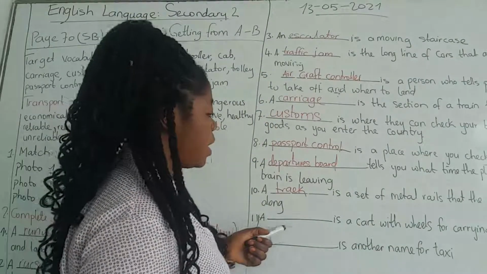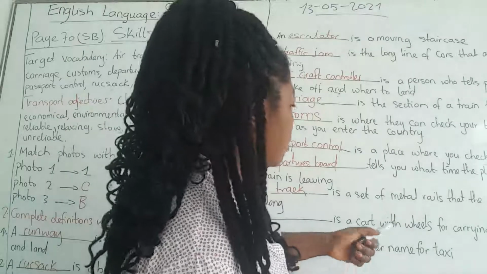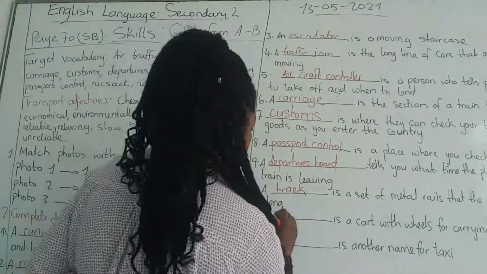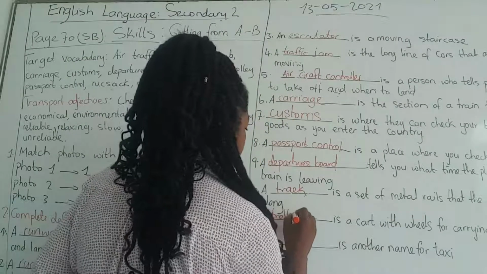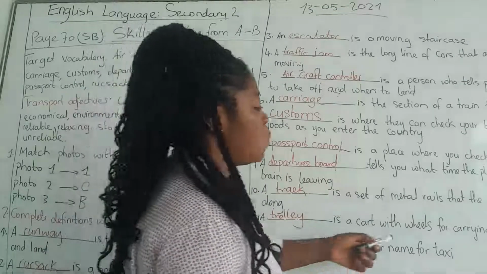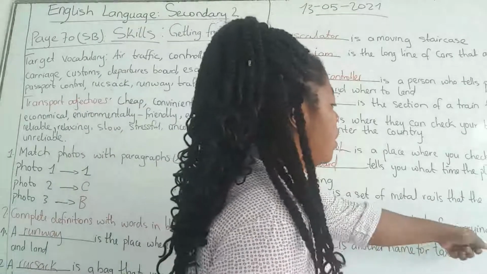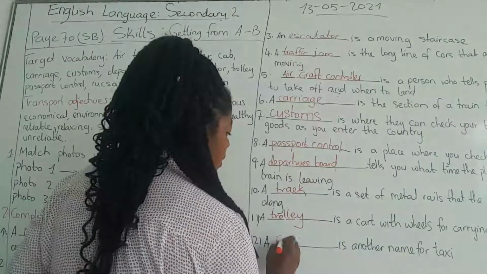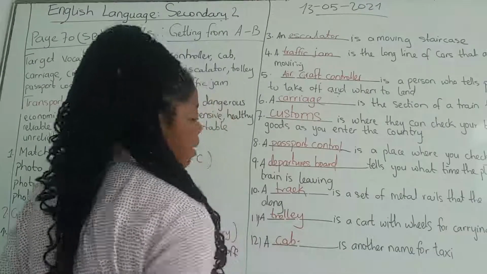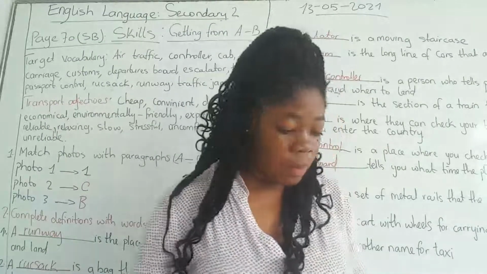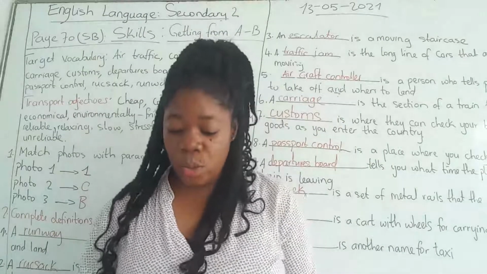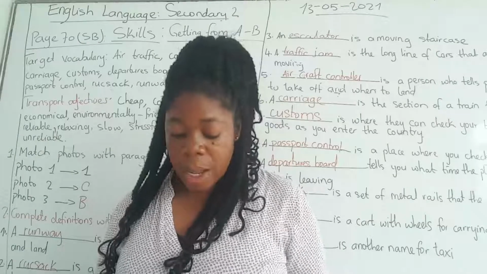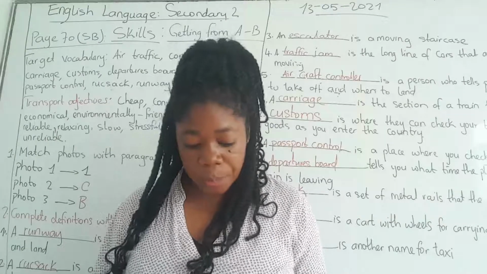Number 11, a dash is a cart. A trolley is a cart with wheels for carrying heavy bags. And another name for taxi is a cab. So please do the exercise as I've done it on the board.